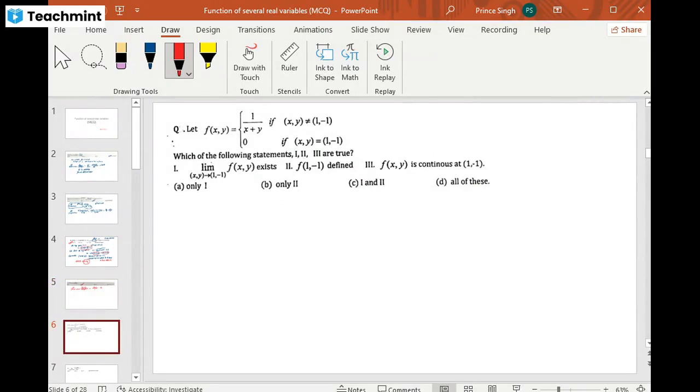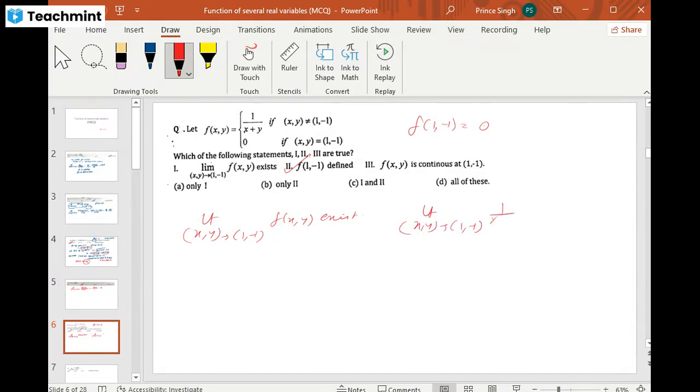The next part: your function is defined in this way that when xy is not equal to 1, minus 1, it is 1 upon x plus y, and when xy is equal to 1, minus 1, it is 0. Meaning f of 1, minus 1 is given as 0, so your function is defined. Now the next one is about the limit and the continuity. For continuity, the condition is the limit should exist. This is the necessary condition for continuity. If the limit does not exist, there is no question about continuity. So let us first check the limit of this function.